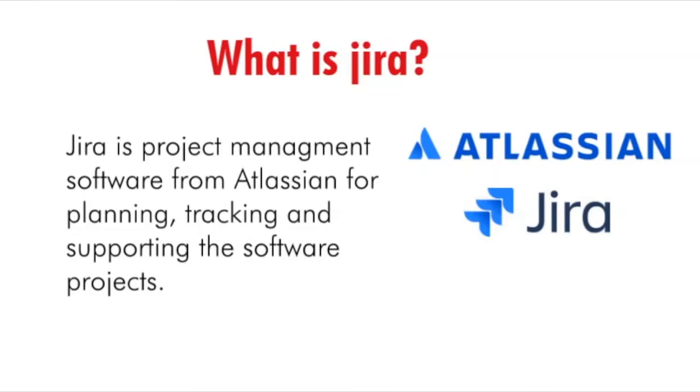So let's get started. So what is Jira? Jira is project management software from Australian company Atlassian for planning, tracking and supporting software projects. What is Jira used for? Jira software can be used for the following purposes: requirement and test case management in agile methodology, project management, software development, product management, task management and also work tracking.